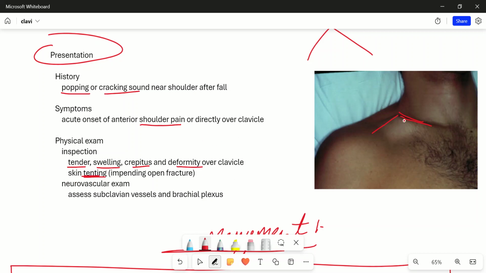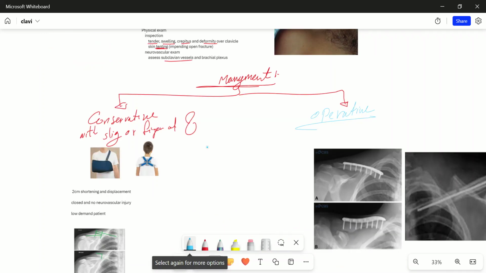You may see an open fracture here, like the bone out of the skin. Assess the subclavian vessels and the brachial plexus. Also, this is important. Now let's go to the management. For a medical student, it is not important to dig deep in the management area, but you have to know the broad line. We have two types of management.